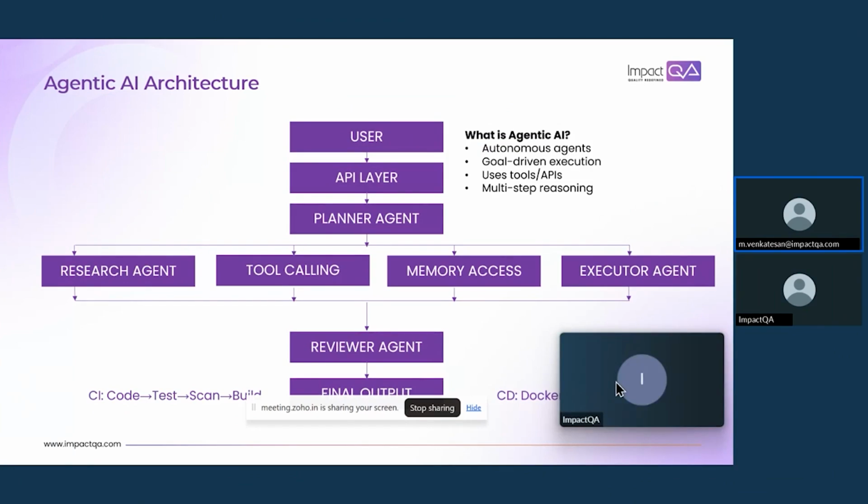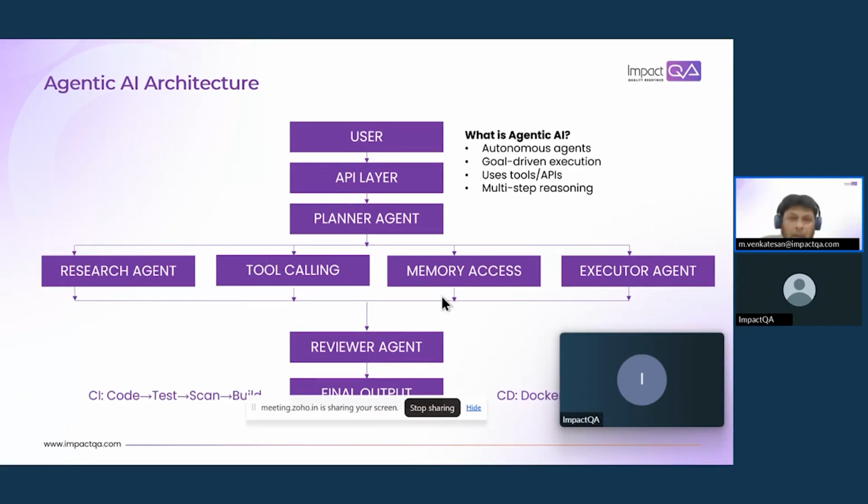Agentic AI are nothing but autonomous agents, and they trigger goal-driven executions, and can use tools or APIs, and do multi-level logical reasoning. So if a user interacts with the API layer, he can trigger the planner agent. It will go on with multiple research agents, and it can call the tools. It can access the memory. It can define and derive the executor agents. That will come up with the reviewer agent, and the final output we can achieve through this.